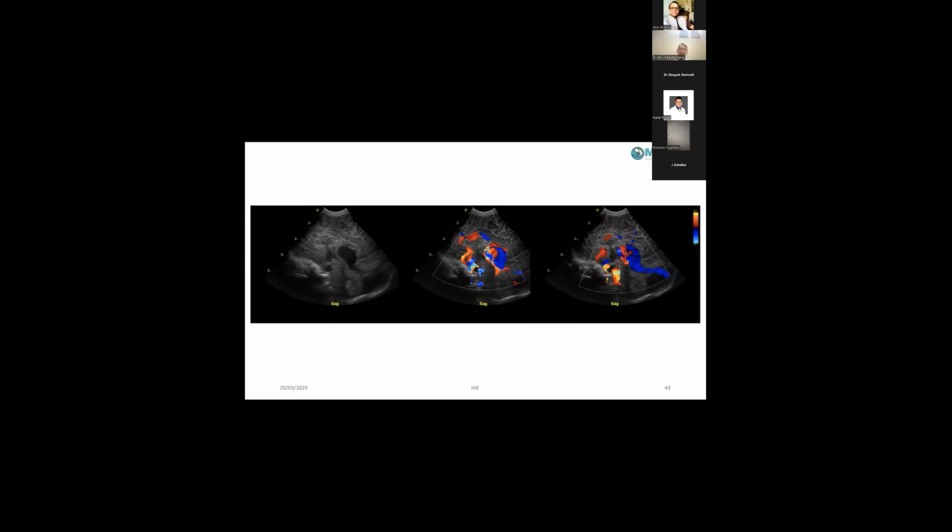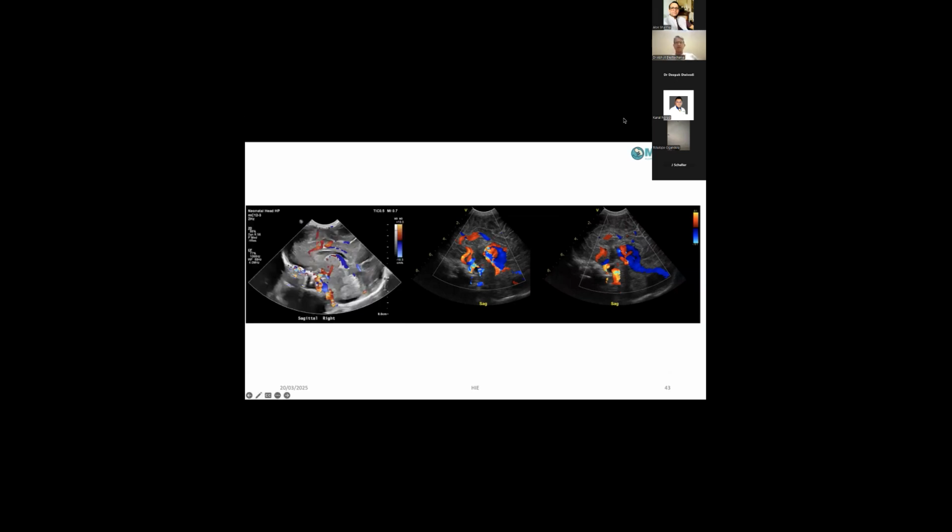Slide with the question again. So this was a term-born baby who was struggling with the breathing, got intubated, ventilated, and this is the image of the head ultrasound, just the 2D followed by the Doppler on both these sections here. And just to give you a comparison with how normal looks like. So this is how normal looks like. So can you tell me what it is?